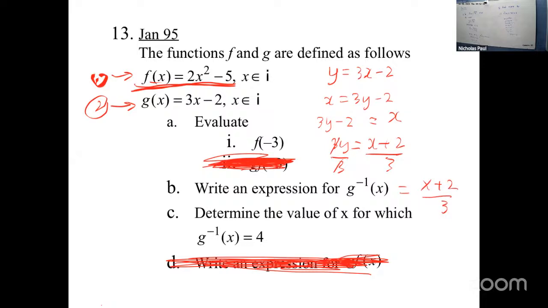That's okay? And last part, how are we doing g inverse equals to 4? Right? x plus 2 over 3 equals 4. And then cross multiply, and you will get x plus 2 is equal to 12, x is equal to 10. Yeah? Nice. So we finished phase 1 in functions.